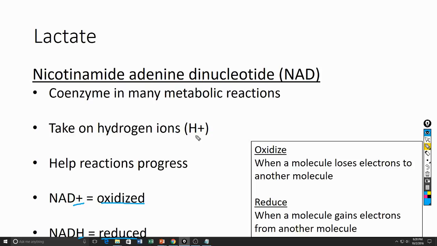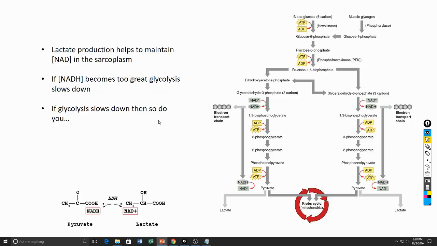All right, and these guys help to make metabolic systems progress and keep going. They have a lot more relevance later down the road, but for our purposes, we're just going to talk about how they help the glycolytic reaction right now. And this is pretty much it. Okay.